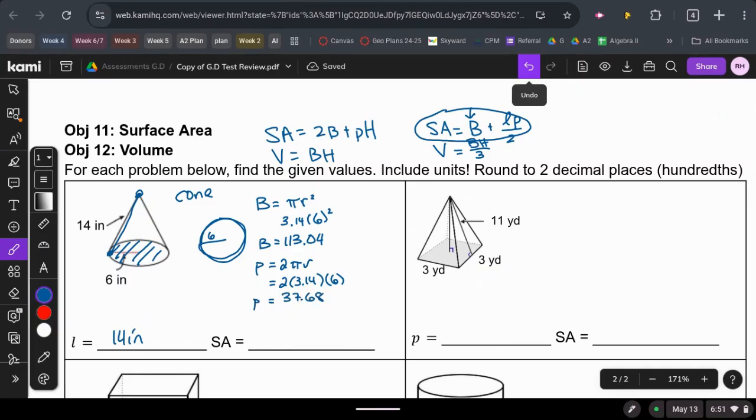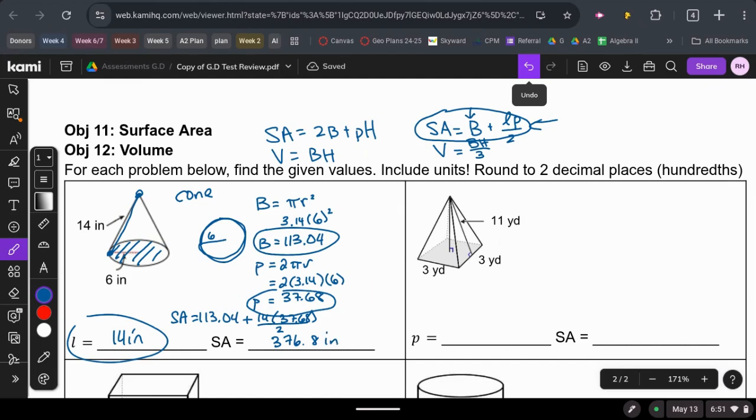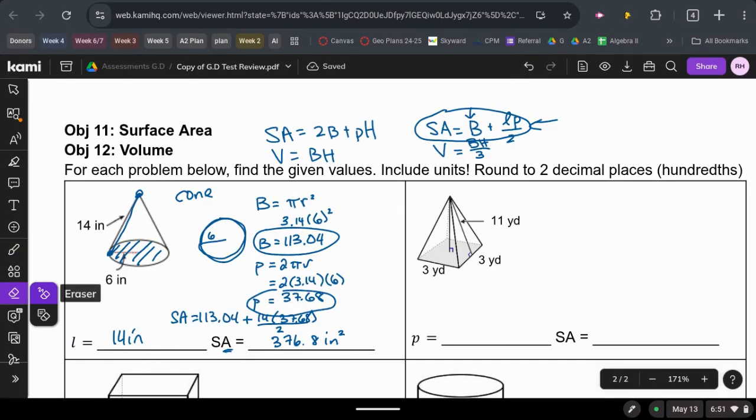So now that we've got the area of the base, we've got the slant height, we've got the perimeter, we can find the surface area. So the surface area is going to be taking the area of the base, which is 113.04, plus, LP, sorry, plus the slant height, which is 14, times the perimeter, 37.68, and then just dividing that part by 2. When you enter that into your calculator, you should be getting 376.8. And then since area is squared, we add a little exponent of 2. So the only times you're going to add exponents is for surface area or for volume or for areas of base.